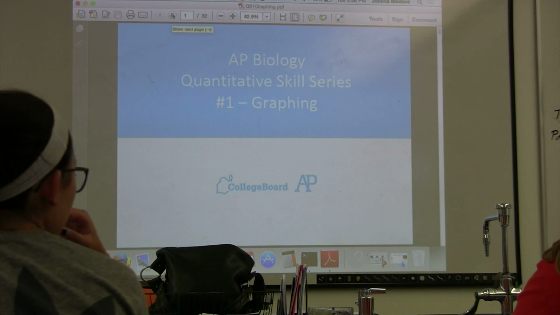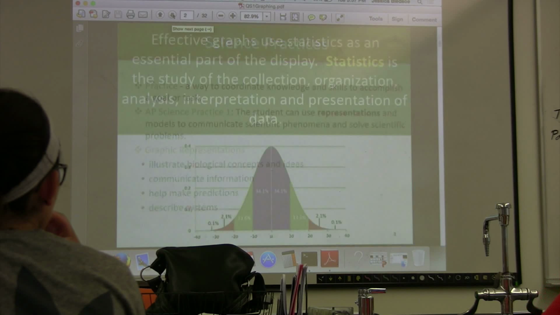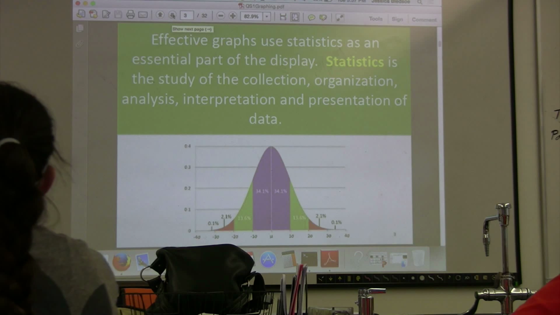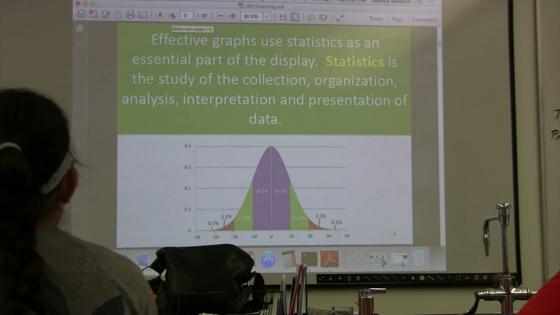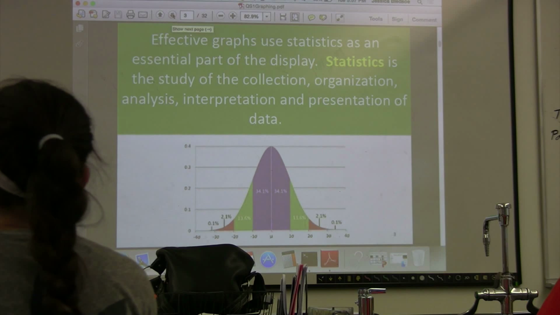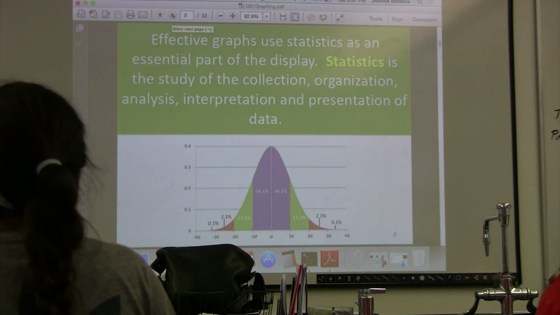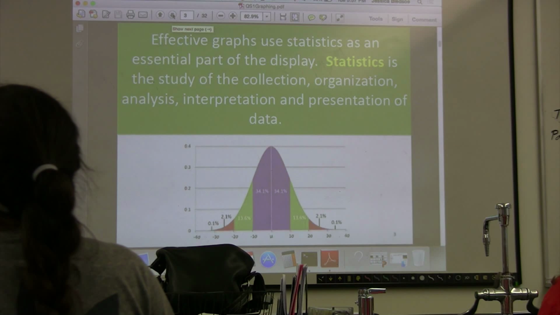We're going to kind of power through, but I want you to know the different graphs and when to use them. I'm skipping over science practices and effective graphs. This is important. What kind of curve is this? It's a normal curve. It can be used in a variety of situations, one of which I went over today with my freshmen. We were talking about modes of speciation or modes of dispersion.